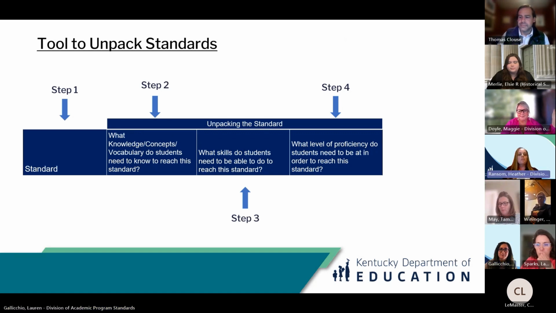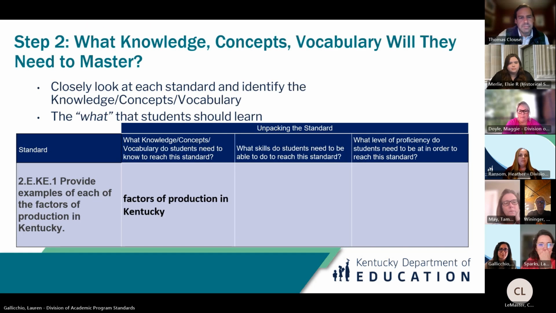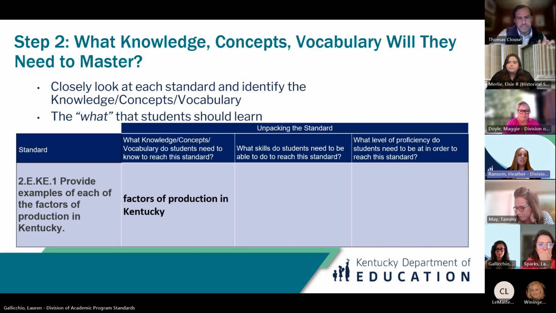Okay, so this is our tool to unpack standards, and the tool actually has a little bit more involved if you look at the entire thing, but we're just going to focus today on these 4 steps on the screen. First, looking at the standard, and then so on and so forth. So first of all, for the standard, our standard for today is 2EKE1, provide examples of each of the factors of production in Kentucky. So the knowledge and concepts and vocabulary that students need to know to reach this standard, you can find those within the standard on this one. So factors of production in Kentucky are the focus, that is the content that students need to be able to know.